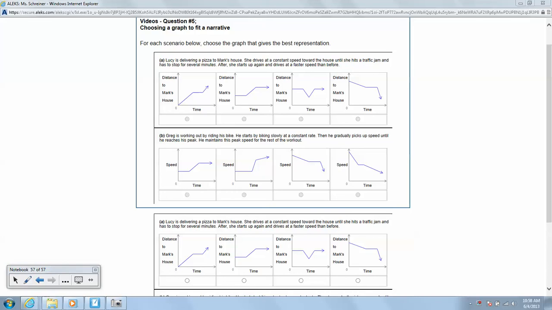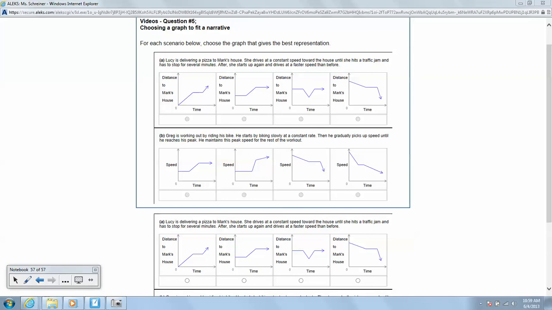She drives at a constant speed toward the house until she hits a traffic jam and has to stop for several minutes. So think about this. Distance to Mark's house. Is she at Mark's house right now? No, she's delivering a pizza to his house, so she is very far away from his house, going towards it. So the only possibilities are these three, okay?